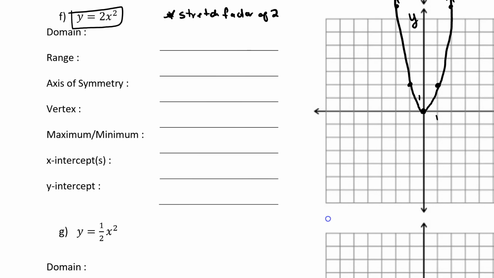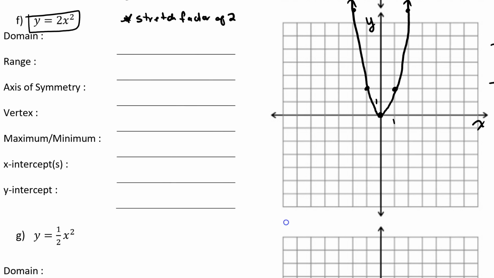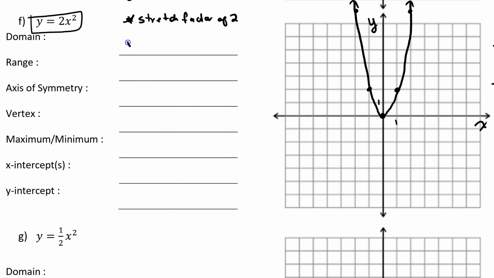And so now let's analyze it. So the domain is always x as an element of the reals. The range is just going to be y is greater than or equal to 0 as per usual, or y is an element of the reals. The axis of symmetry, that's not different, x equals 0.